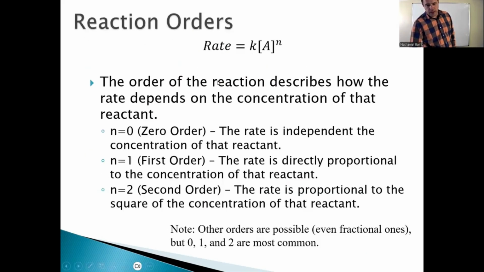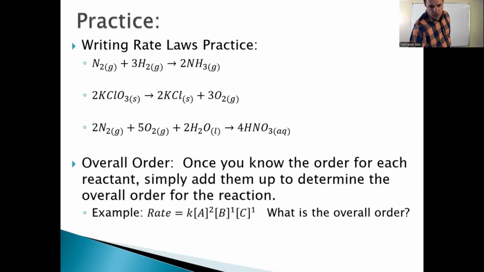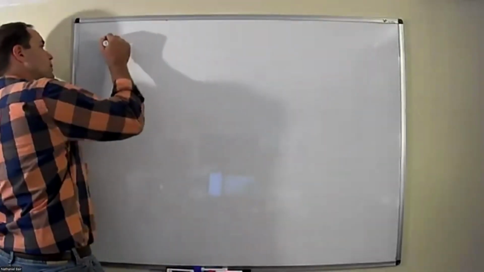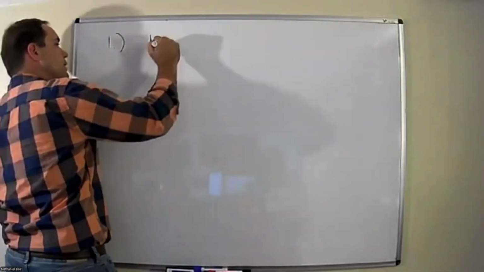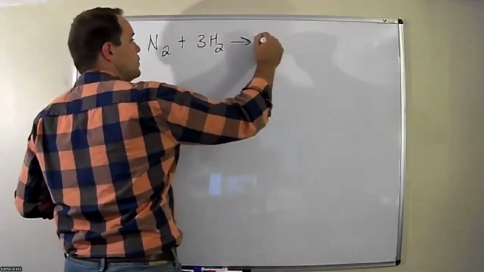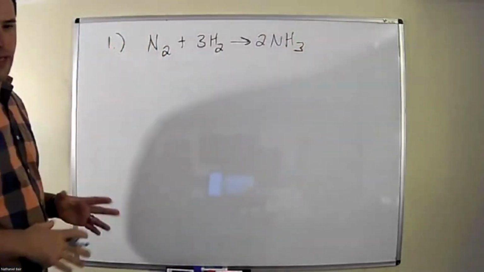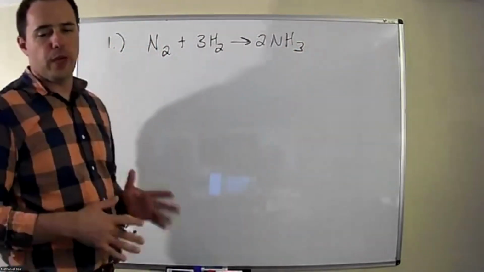Let's talk about how to write these. I'm not going to do the orders here yet. We're going to leave that. I want to just practice writing some rate laws here in general. So let me pop this on the board and we'll do this. Our first one is going to be N2 plus 3H2 goes to 2NH3. I want to write the rate law for this reaction.